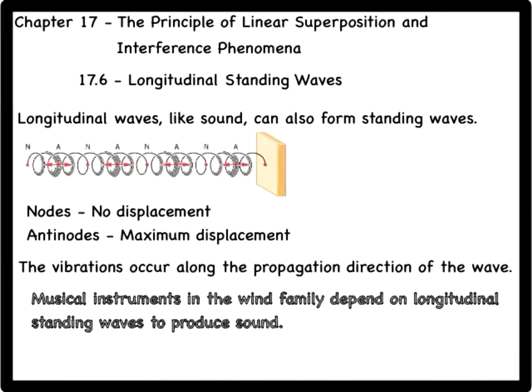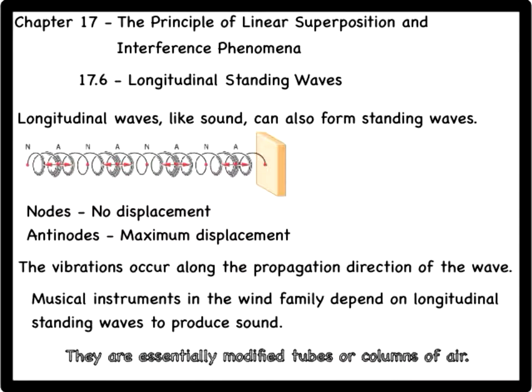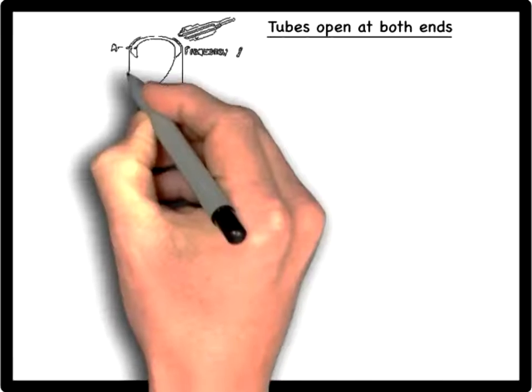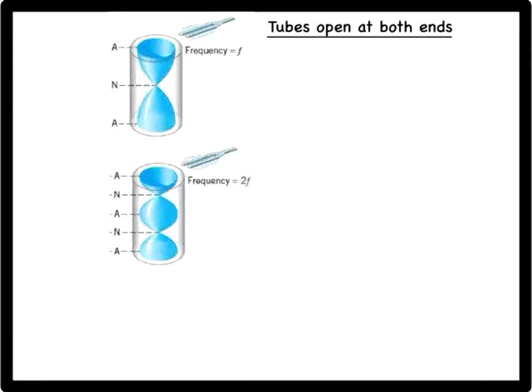Musical instruments in the wind family depend on longitudinal standing waves in producing sound. Since wind instruments, the trumpet, flute, clarinet, pipe organ, etc., are modified tubes or columns of air, it is useful to examine the standing waves that can be set up in such tubes. The figure shows two cylindrical columns of air that are open at both ends. Sound waves, originating from a tuning fork, travel up and down within each tube, since they reflect from the ends of the tubes, even though the ends are open.